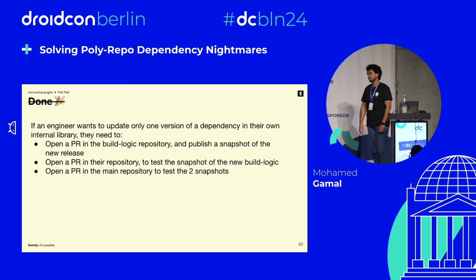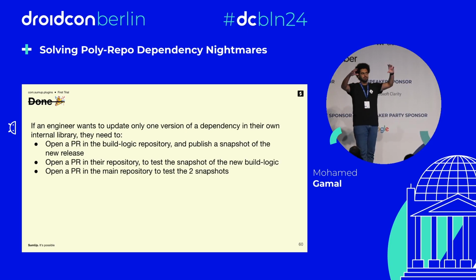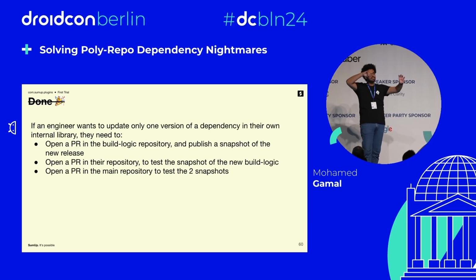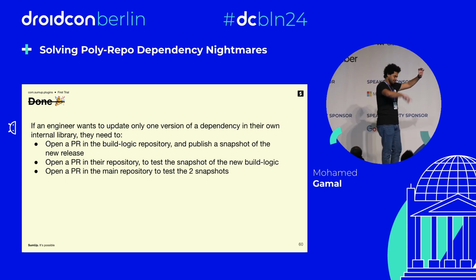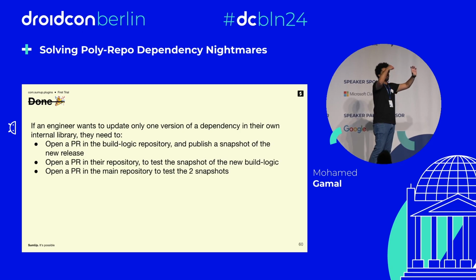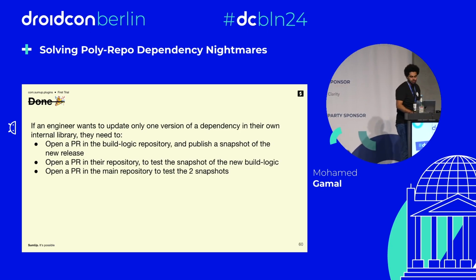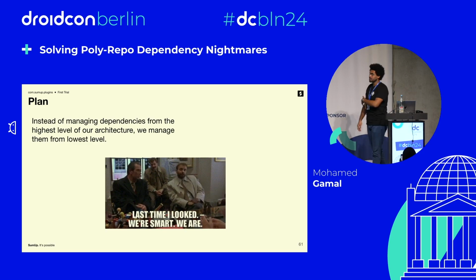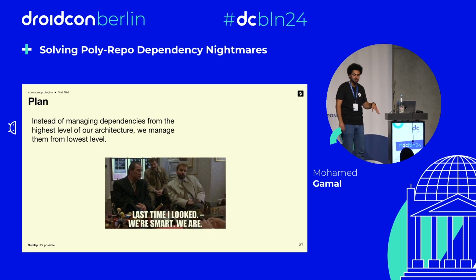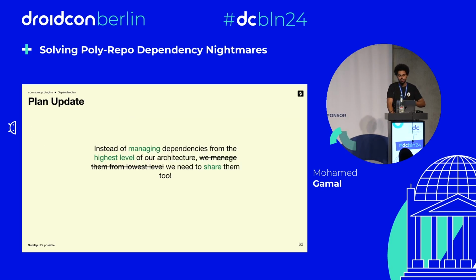The other stuff is even more problematic because, as we said, you have the lowest level that controls the build, then some repos, then the project. So just imagine you want to update some version in the middle layer. It needs you to open a PR in the lowest layer, snapshot, test the snapshot of your SDK, then put it in the highest level, and then if all works, continue, which is already very slow. So the plan was, instead of managing everything from the highest level, we manage everything from the lowest level. We thought that we were very smart, but actually it was not a smart idea at all. Then we needed to reconsider the whole plan.